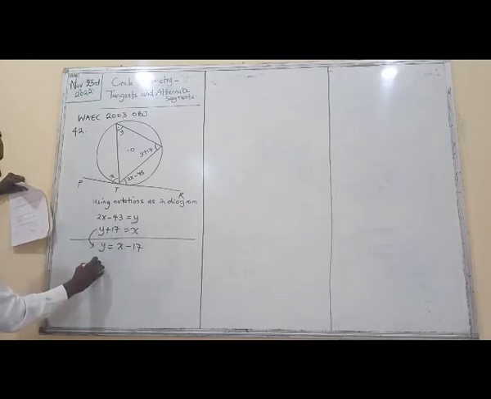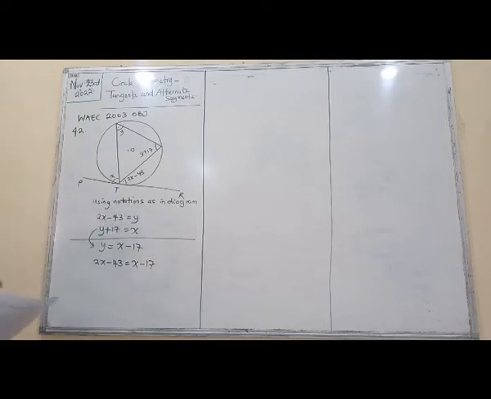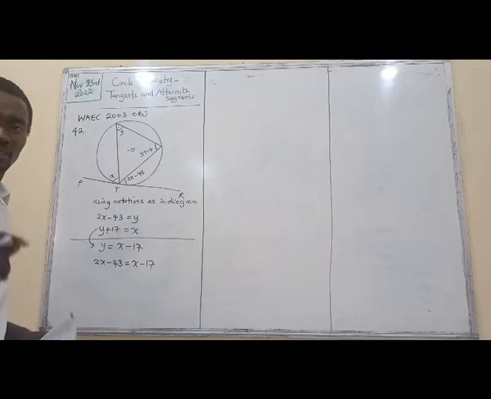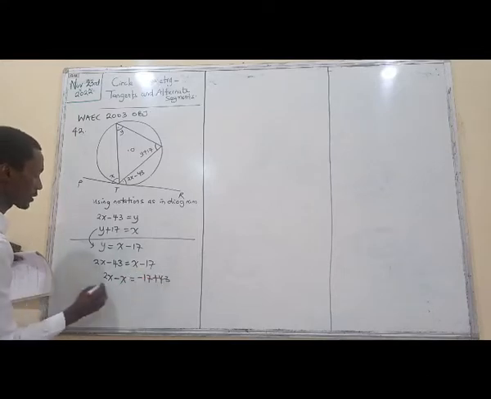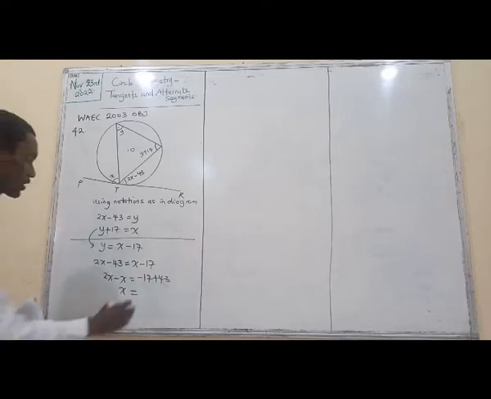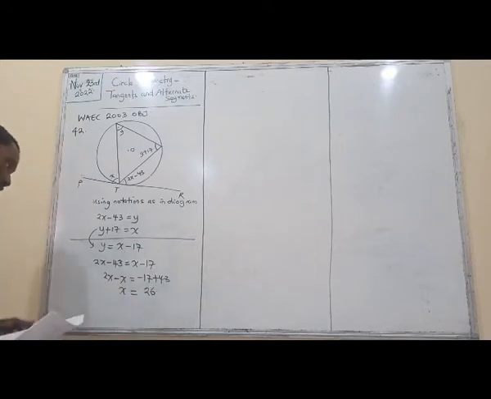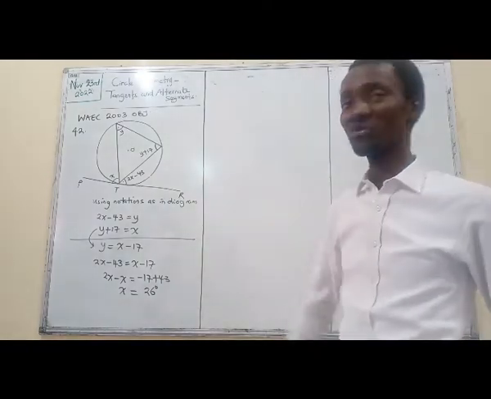So I can now say that 2x minus 43 is equal to x minus 17. Watch what I've done. Because the question wants me to look for x, I shouldn't waste my time in an OBJ exam looking for y. So this will be 2x minus x, a king crosses over to become a slave, equal to negative 17 plus 43. When I do this, I'm going to have x equal to 43 minus 17. 43 minus 17 will give me 26 if I've done my math right. And as such, the angle I'm looking for is simply 26 degrees.